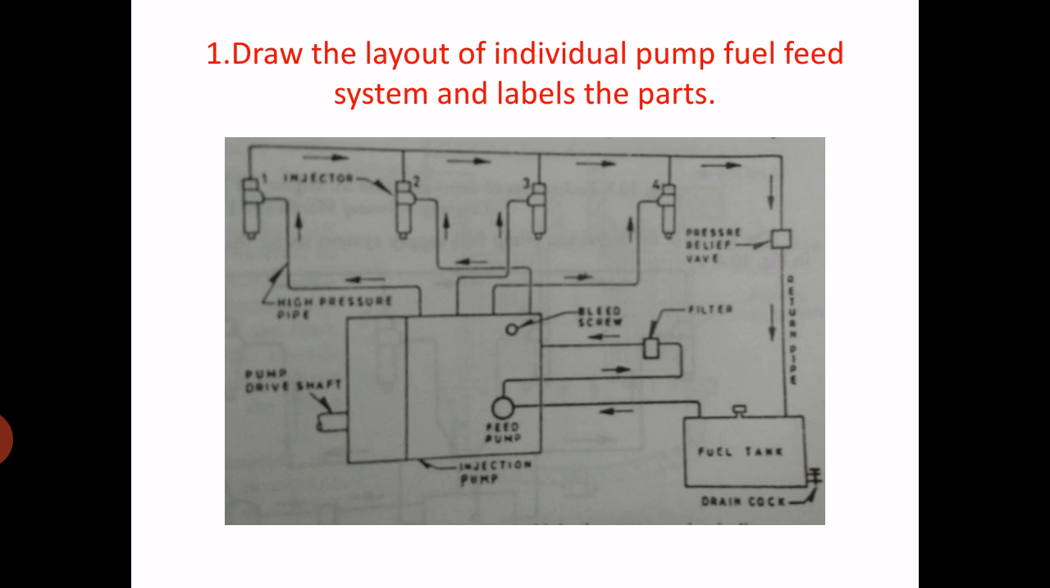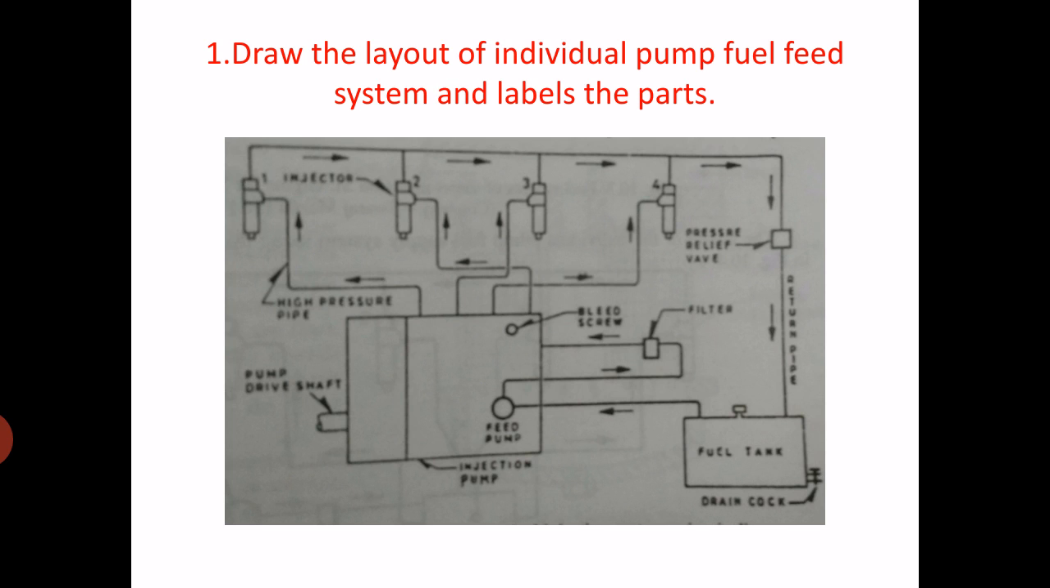Now it consists of individual pumps, that is, each cylinder has its own individual pump, and all these units are united in one pump only, that is called the FIP, fuel injection pump. So how does it work? This FIP is driven by the camshaft, that is from the engine power, and when the FIP is operating, it draws the fuel from the tank. The fuel feed system is operated by the camshaft.